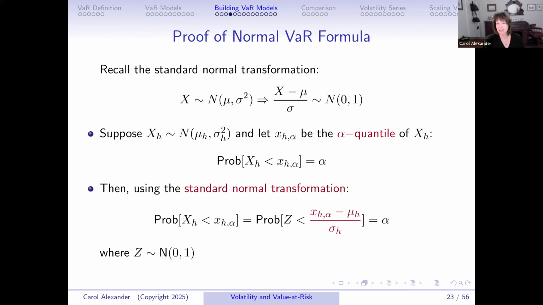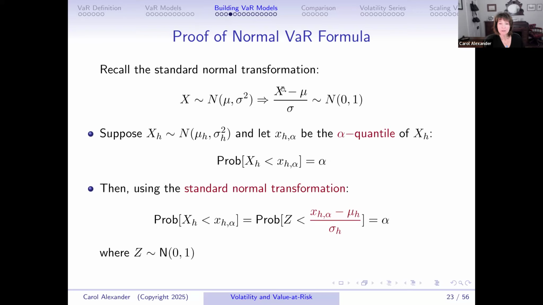How do we find x_h,alpha? If we can find x_h,alpha, then we just multiply it by minus 1 and we've got the VaR. But how do we find x_h,alpha? It's the alpha quantile of the H-day returns. In other words, putting it mathematically, x_h,alpha is that number, some probably negative number, such that the probability that the return is even more negative than this is just alpha, where alpha is usually just 1% or 5% or something like that.